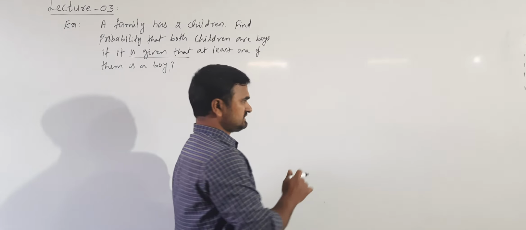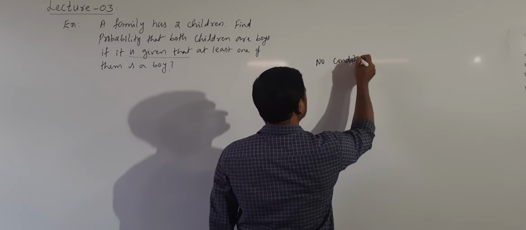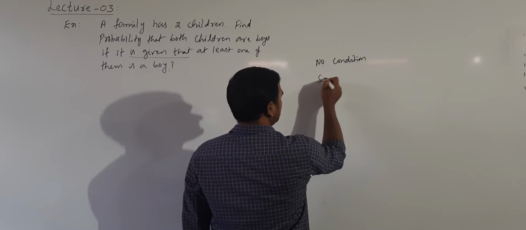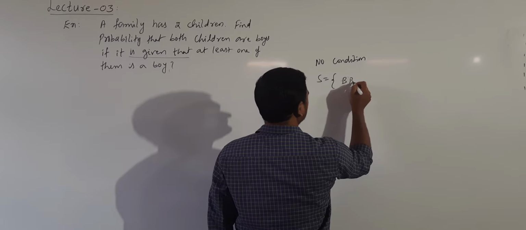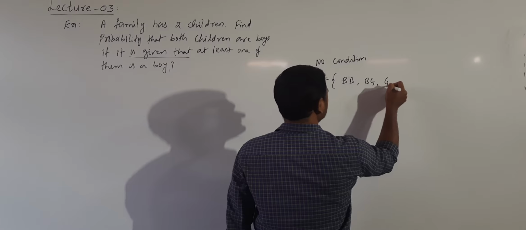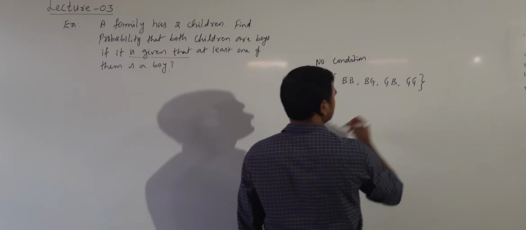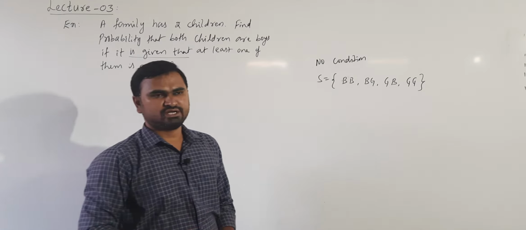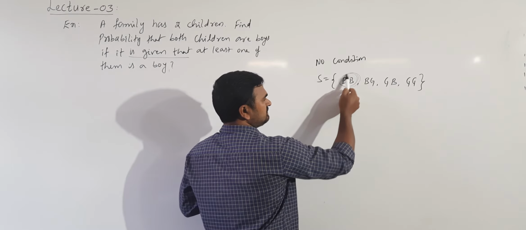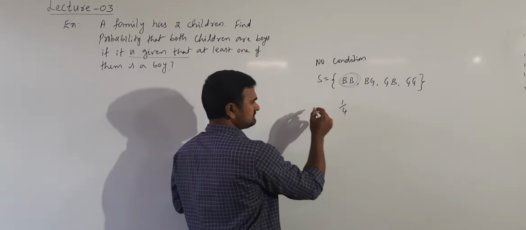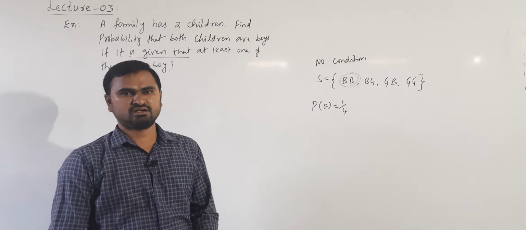Suppose there is no condition. A family has 2 children, so I can write the sample space: either both are boys, or the first one is a boy and the second one is a girl, or the first one is a girl and the second one is a boy, or both are girls. If there is no condition given, what is the probability that both the children are boys? 1 out of 4. So the required probability I can write as 1 out of 4 under no condition.